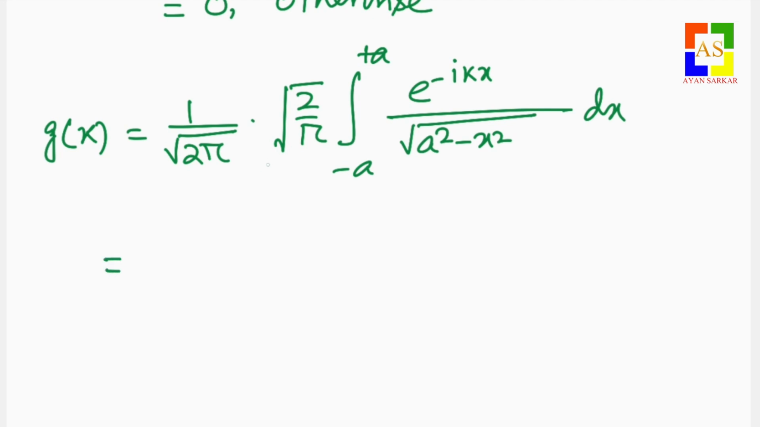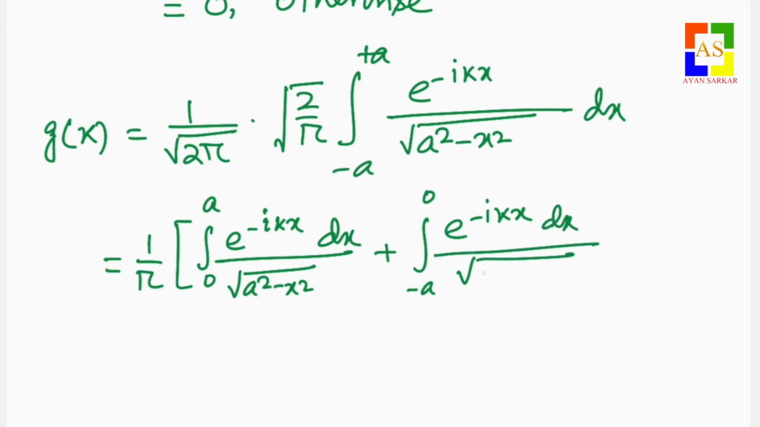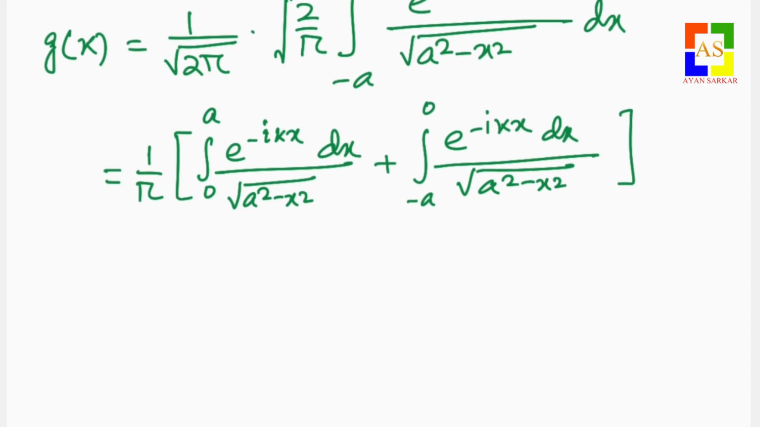So we can do a simplification. We can write 1 by pi integration. We can split this integral into 0 to a e to the power minus i kx dx divided by root over a square minus x square, and this second part minus a to 0 e to the power minus i kx dx divided by root over a square minus x square. So we just have split this integration.